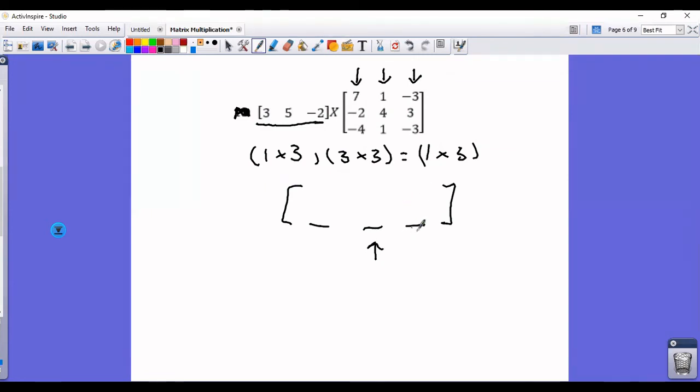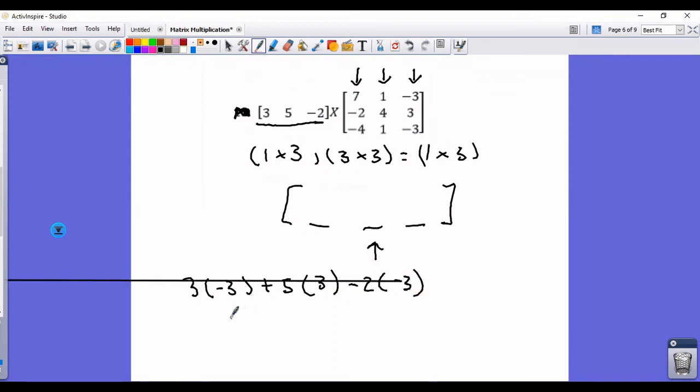If I just needed the number in the first row, third column, I could do 3 times -3. The second number is 5 with the second number, which is +3, minus 2, and the last one's -3. -9, 15, and +6 would give me 21 minus 9 is 12. So I know 12 goes there. So you don't have to figure them out in order.